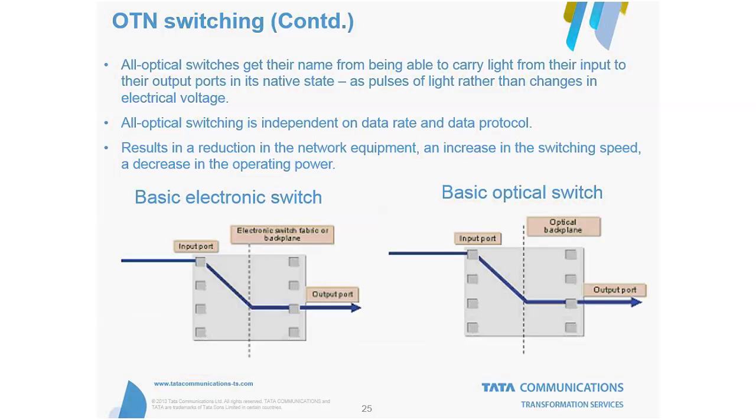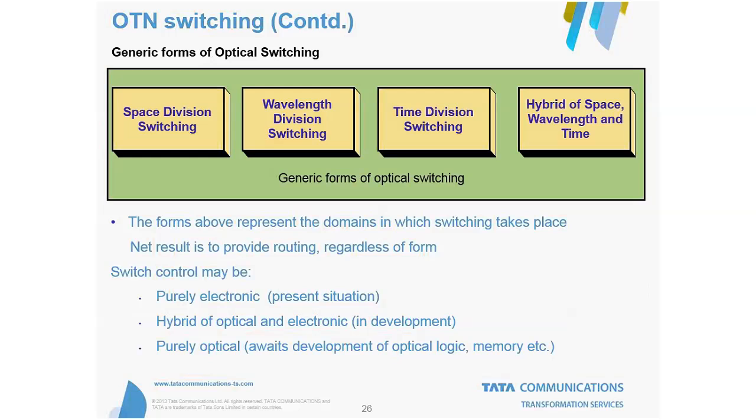So this is the basic electronic switch. Have a closer look: the input port, output port, and the fabric you've got, which helps to switch. And this is the basic optical switch. This is the optical backplane. You know what a switch does, right? Now we have all these forms of optical switching: space division switching, wavelength division switching, time division switching, and a hybrid switching, which combines all three areas.